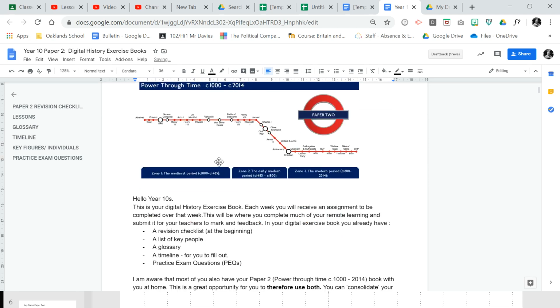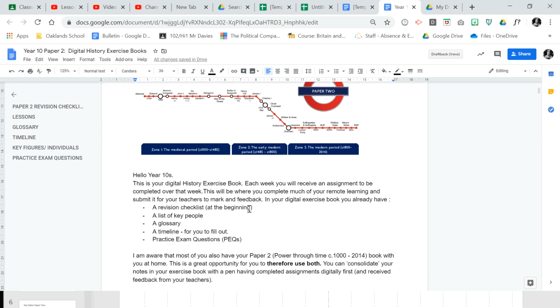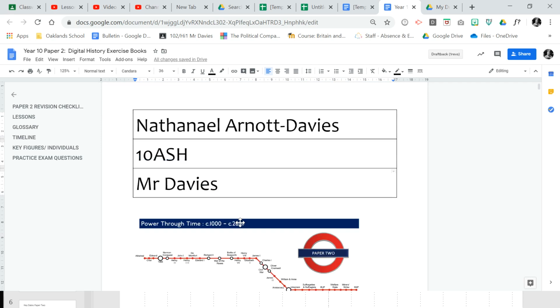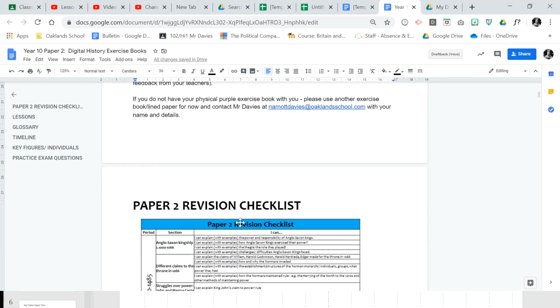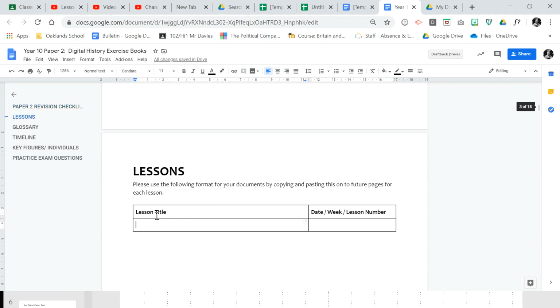Here's a nice little diagram of it, and there's a nice little message I've written for you, and it tells you what's in your digital exercise book. So that's task 1 done, by the way. The only other thing I need to do with task 1 is write in the title. So under lessons, you write in the lesson title for this week. By the way, it's week 1, lesson number 1, and the date today is the 4th of April.